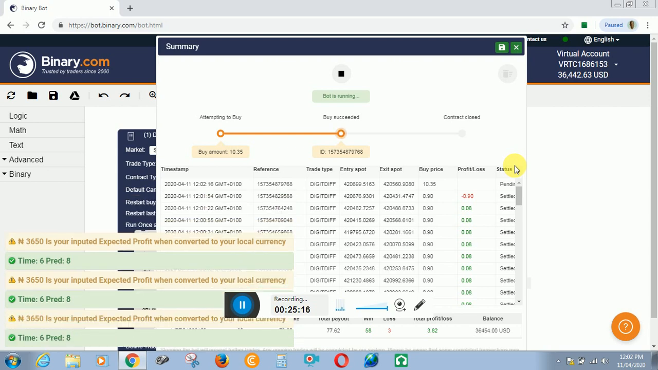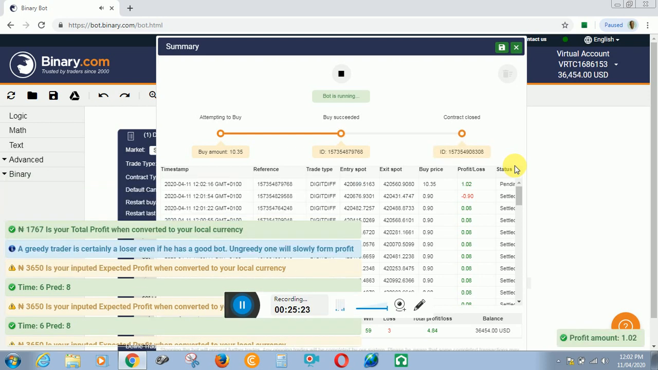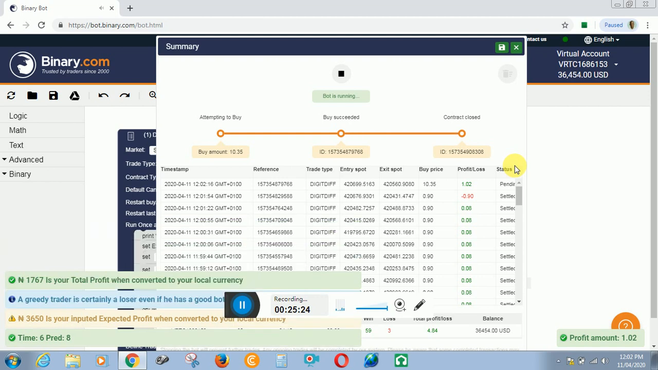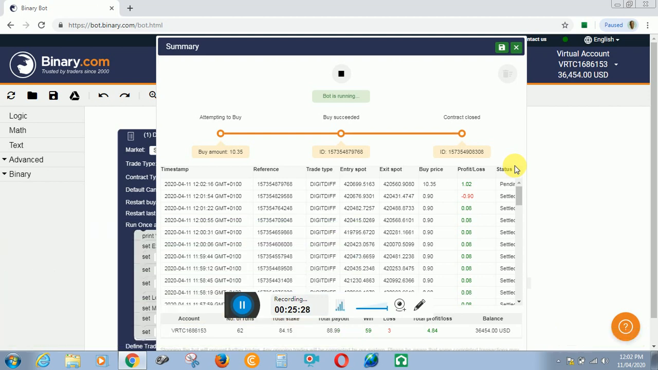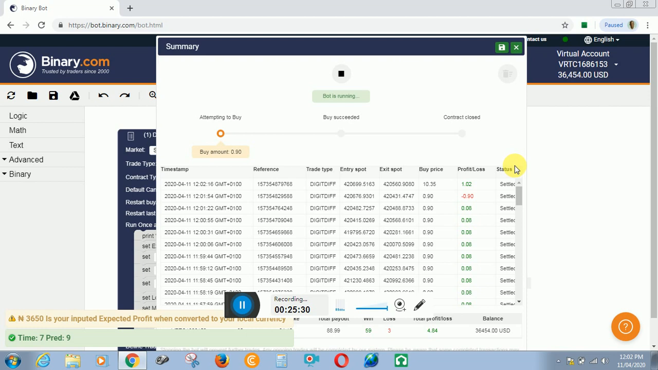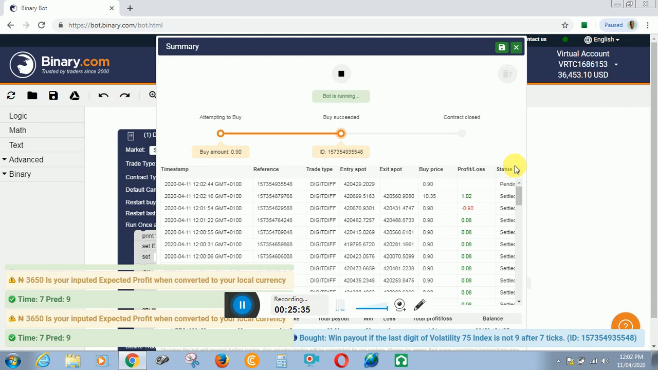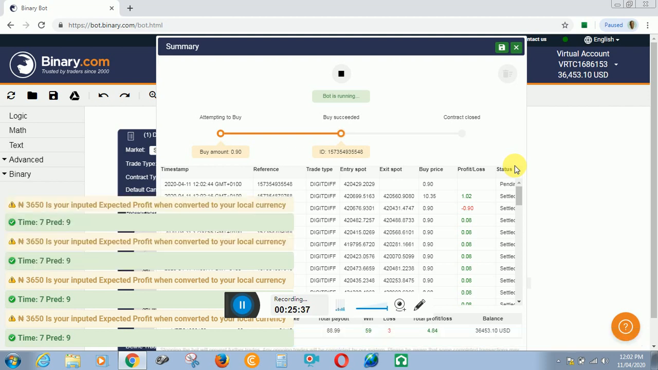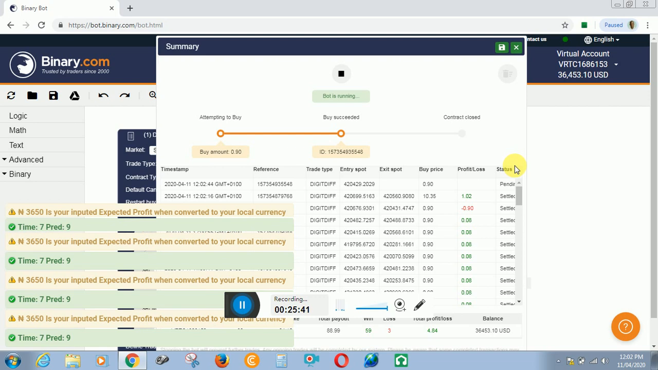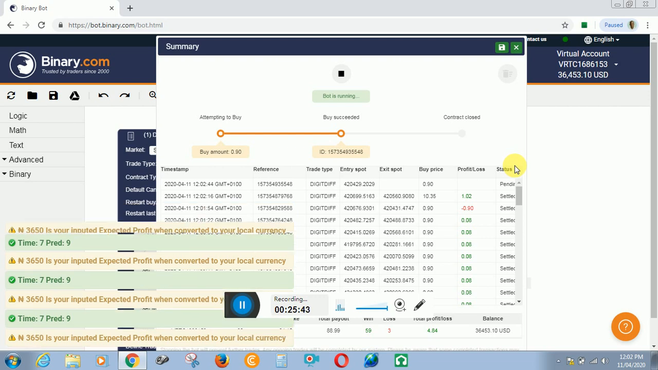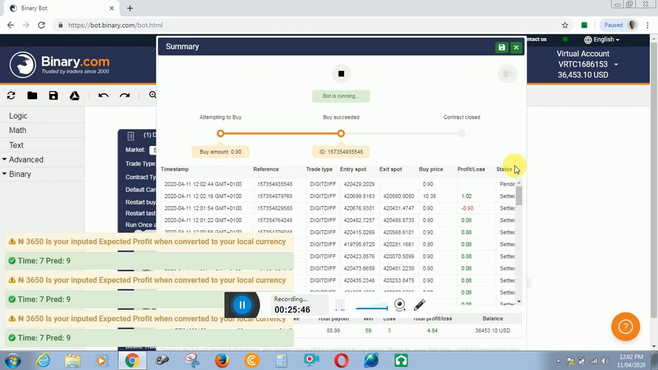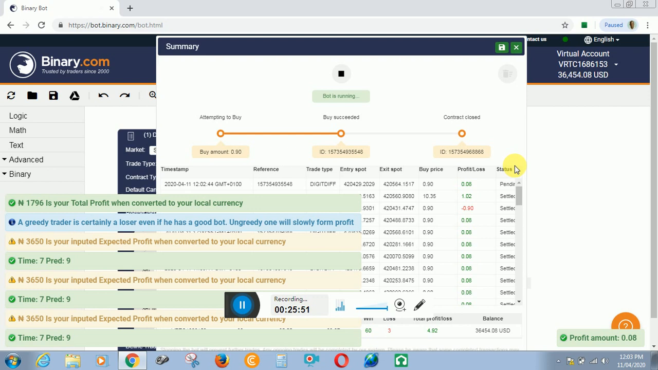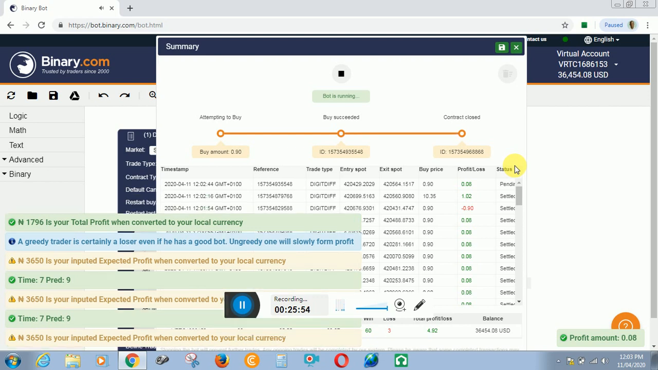So far we have a profit of $5 as our total profit. We have 62 wins and 3 losses, a profit of $5.08. So we are moving toward our target of $10 a day. We have been running this bot for like 27 minutes, and we want to target $10. So it may take like an hour to arrive at a $10 profit.